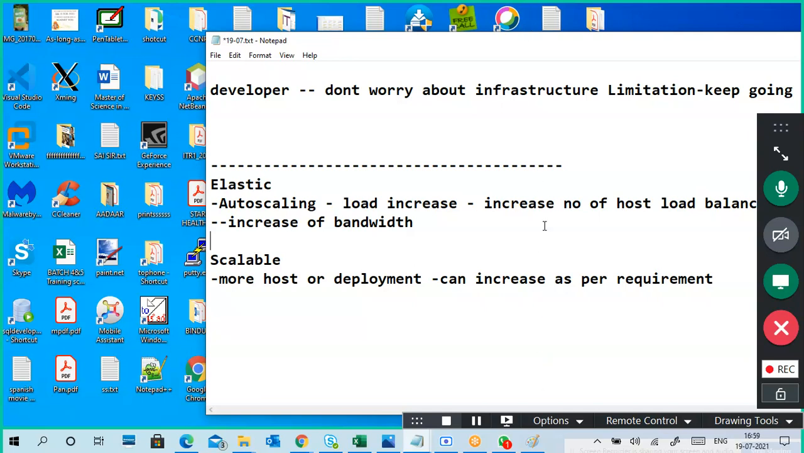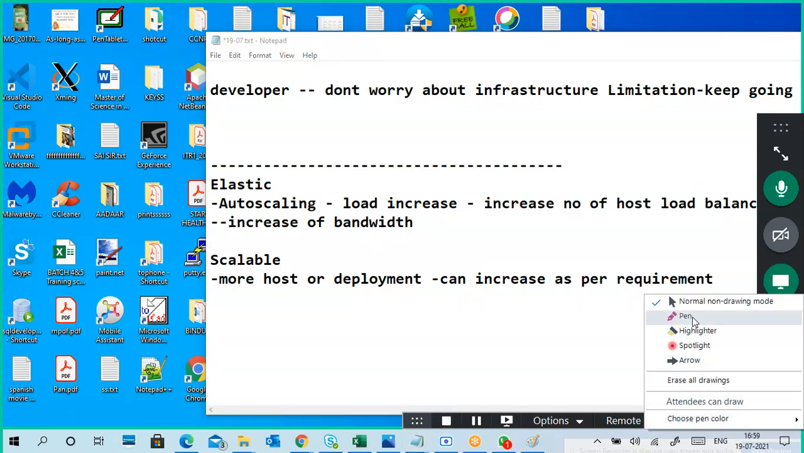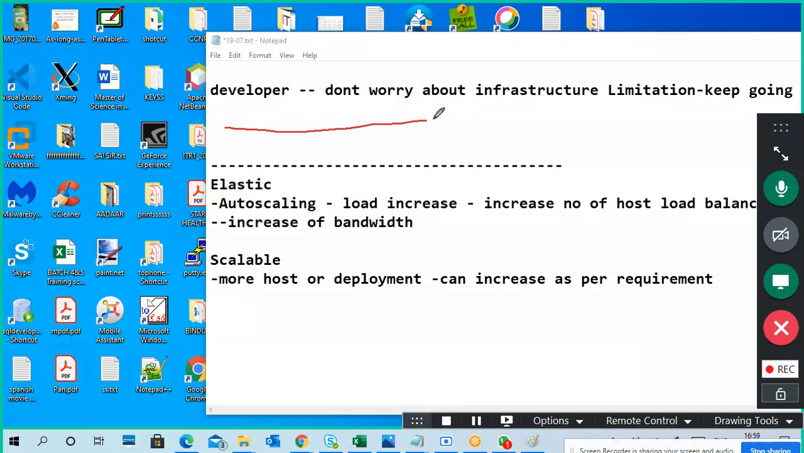Very simple. Scaling means increase. Like I have this infrastructure now, and now I want to increase. I want to increase, I want to increase. Like this, I keep increasing. That is scalable. The possibility of scalability is there. It means you can keep adding, either manually or automatically. Adding is very simple. That is scalability.